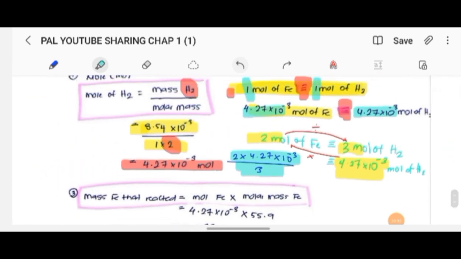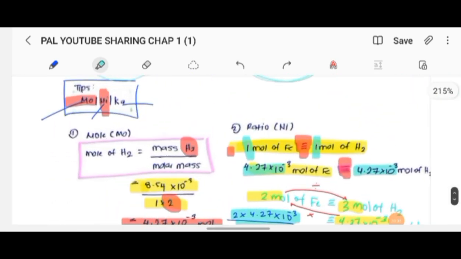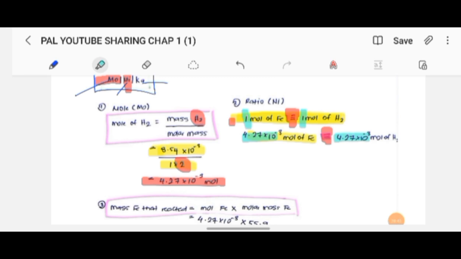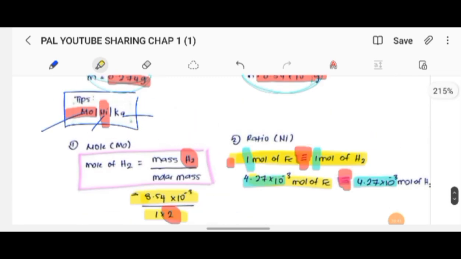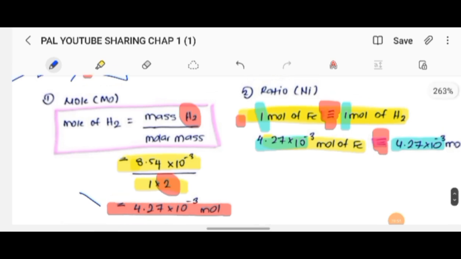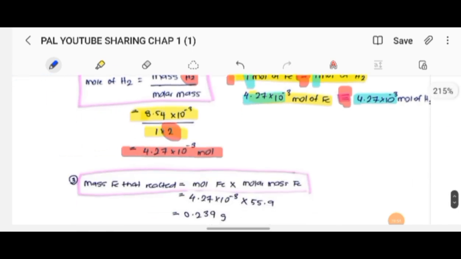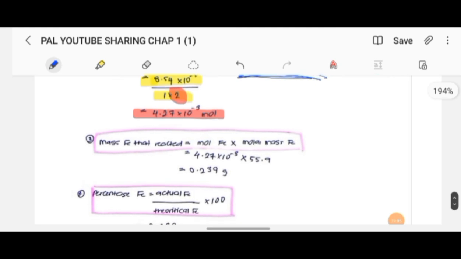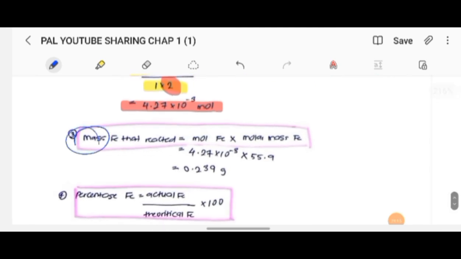Okay, so we have done the mol and we have done the ratio. So we just go to the third step, which is the calculation. We already have the mol of ferrum, and then we can find the mass of ferrum that reacted. So 4.57 times 10 to the power of negative 3 times the molar mass of Fe, 55.9, which is usually given. When we do the calculation, we get 0.239 gram.